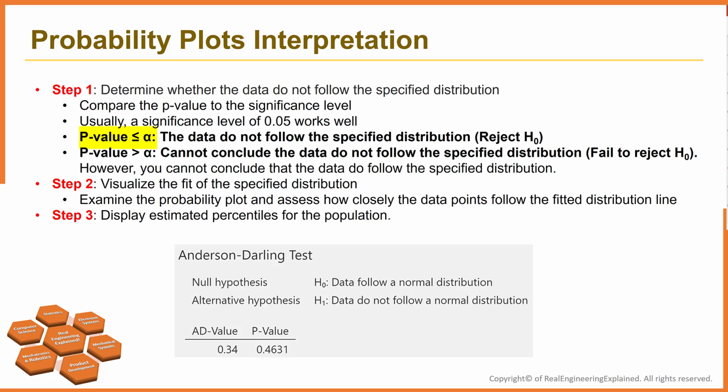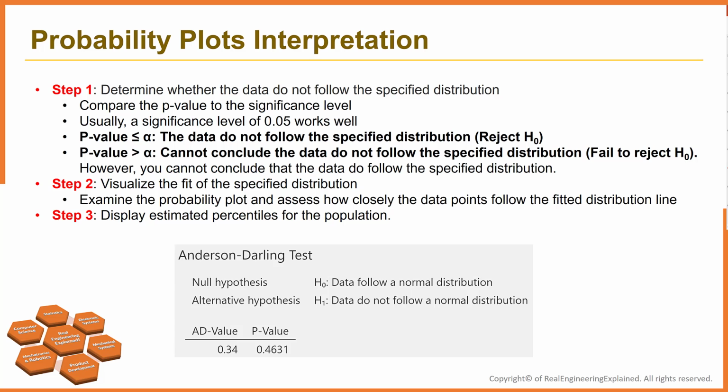If the p-value is less than or equal to the significance level, the decision is to reject the null hypothesis and conclude that your data do not follow the specified distribution. If the p-value is larger than significance level, the decision is to fail to reject the null hypothesis because you don't have enough evidence to conclude that your data do not follow the specified distribution. However, you cannot conclude that the data do follow the specified distribution.